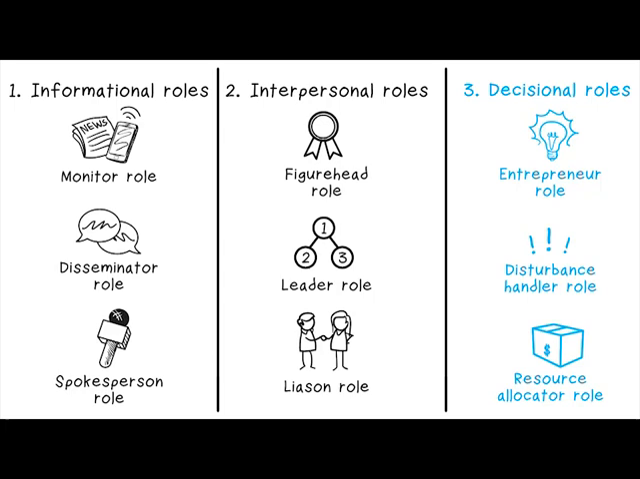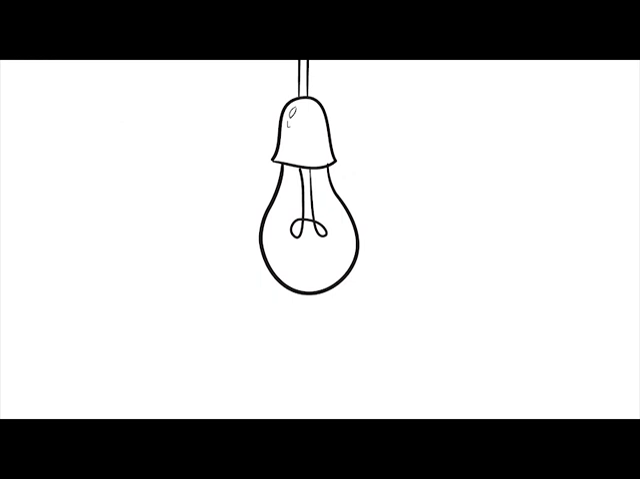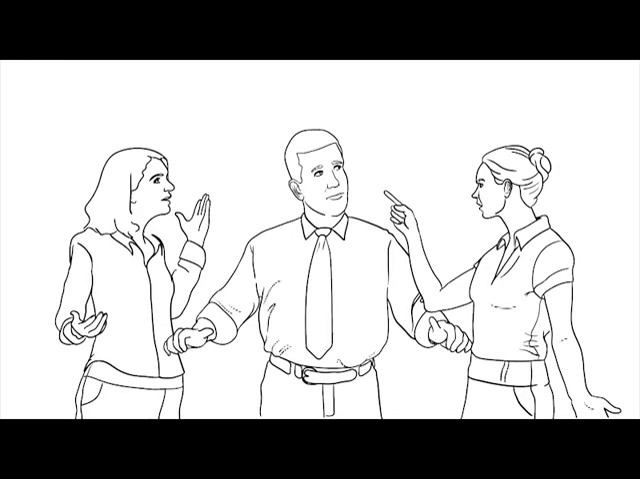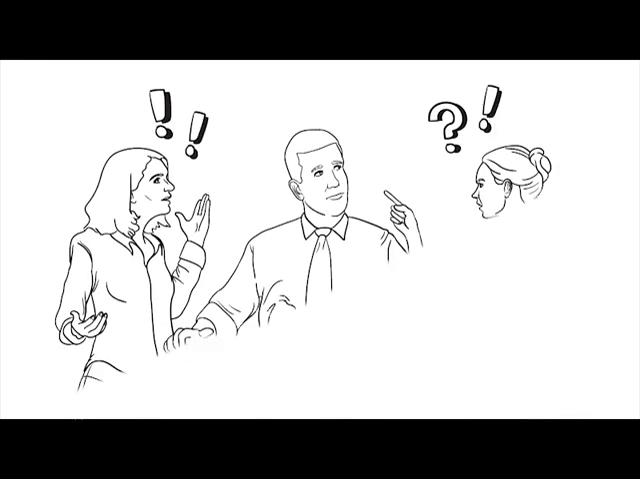Decisional roles include the choices and actions managers must take. These roles often require conceptual as well as human skills. The entrepreneur role involves initiating change to achieve a future goal or vision. The disturbance handler role involves resolving conflicts.